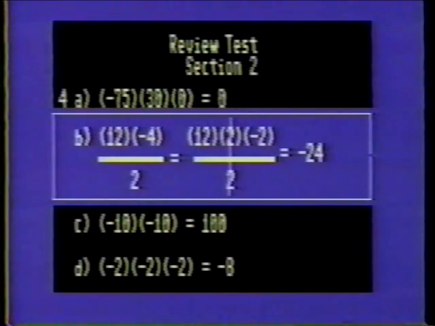Note that positive 2 is located in both the numerator and the denominator. These two numbers cancel each other out. Thus, 2 divided by 2 is 1. The remaining multiples are 12 and negative 2. 12 times negative 2 is negative 24.